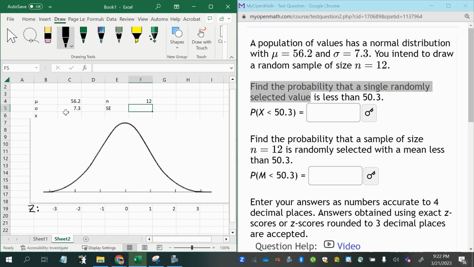So the x value that we are interested in is 50.3. That'll be the boundary, and we want to know what's the probability that this x is going to be less than that.